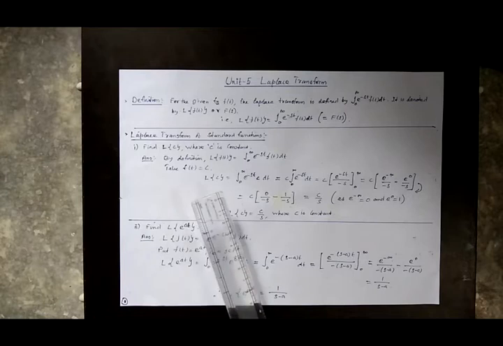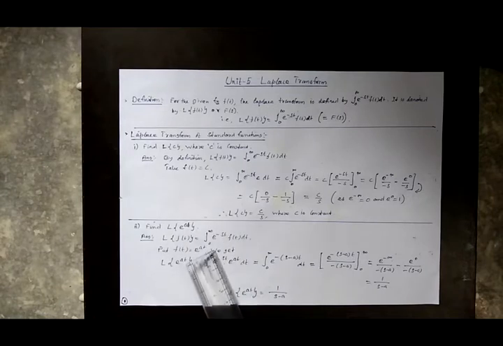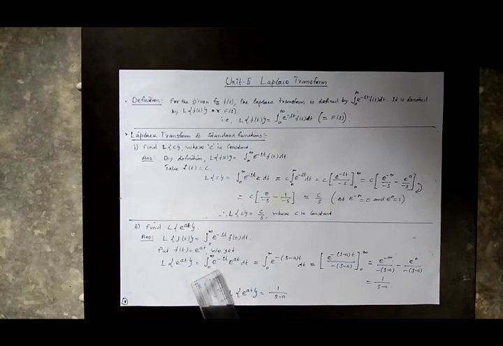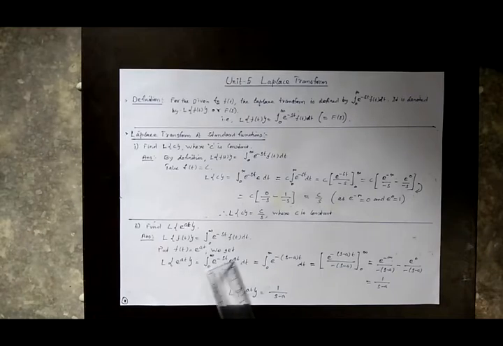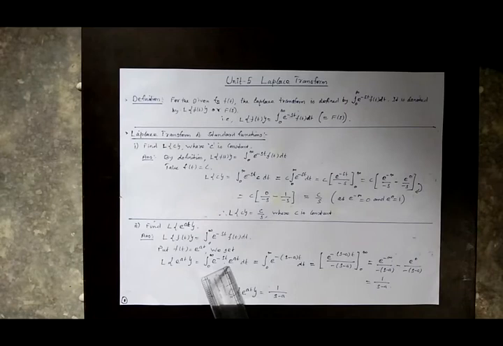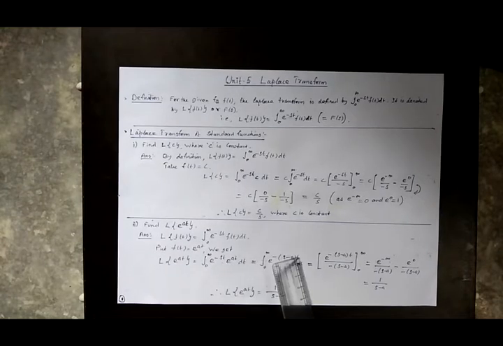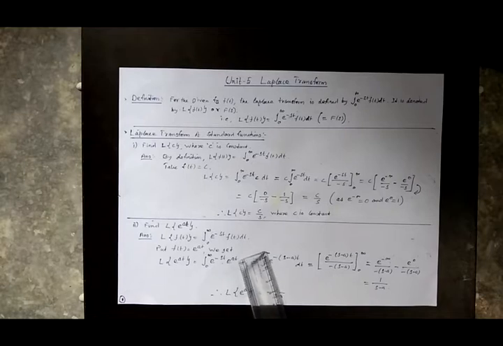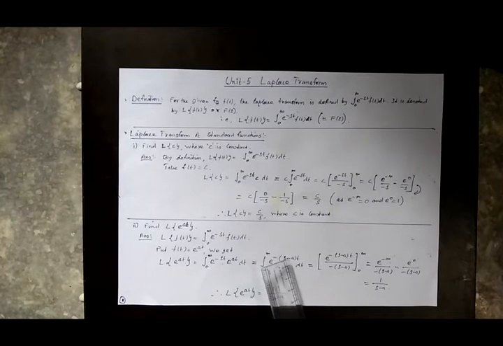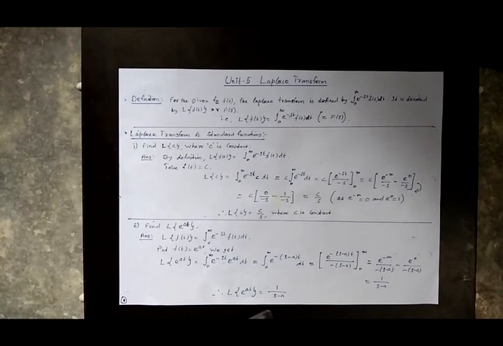L of e power at, by definition, is equal to integral 0 to infinity e power minus st into e power at dt. You take f of t equal to e power at. While multiplying e power minus st and e power at, you can add the powers. So this will be equal to e power minus st plus at dt. And from the power, if you take minus t outside, you get integral 0 to infinity e power minus of s minus a into t dt.